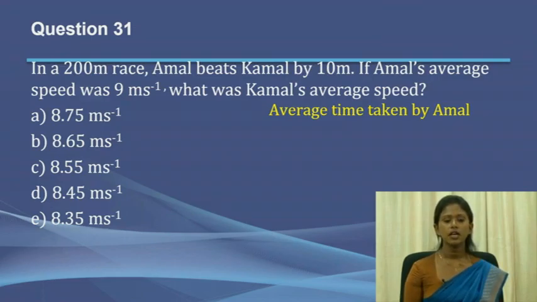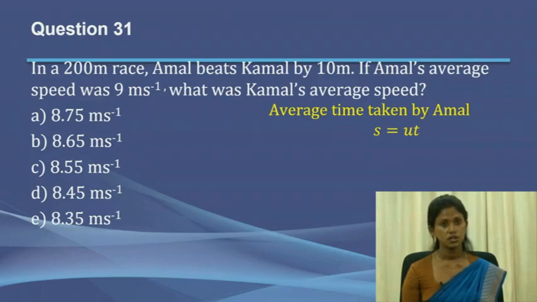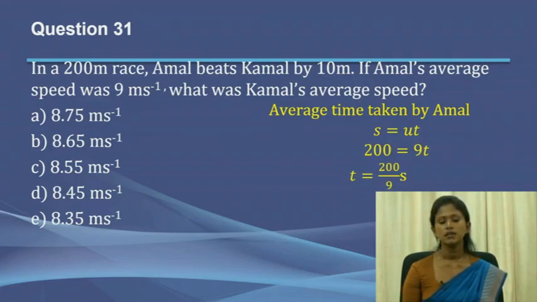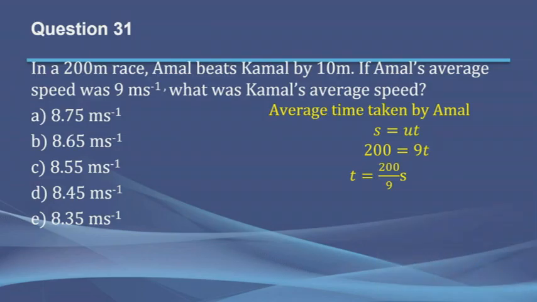First, the average time taken by Amal. Normally in this type of question, we use distance equals velocity multiplied by the time taken to finish the task, S equals U multiplied by T. Here we need to find the time taken by Amal. Since the distance that Amal traveled is given and also his speed, we are left with T, and we can find it. So T equals 200 divided by 9 seconds.